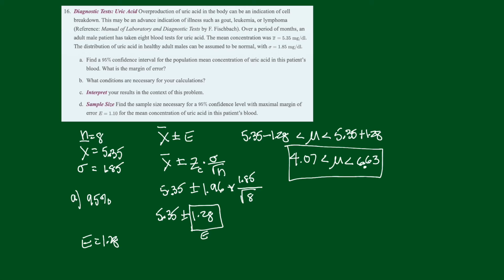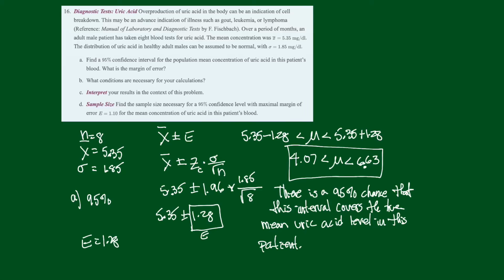Now let's interpret this. I'm going to say there is a 95% chance, because we did this at 95 as our confidence level, that this interval right here covers the true mean uric acid level in this patient. I'll draw a picture. This patient does have some mean. We just don't know what it is. We constructed an interval, and we're 95% sure that our interval, from 4.07 to 6.63, actually covers that true mean.